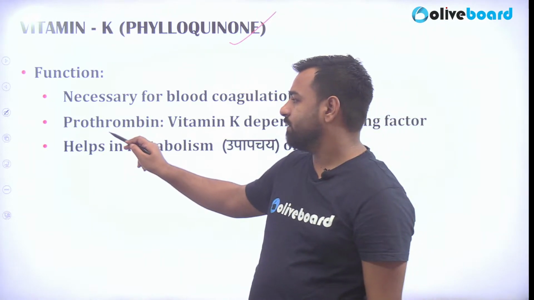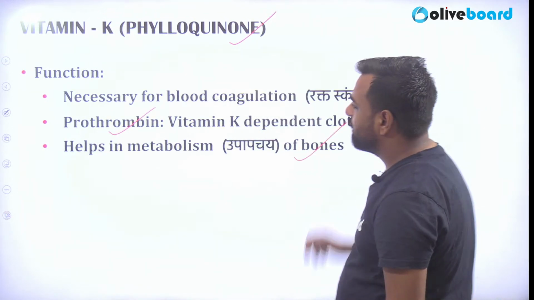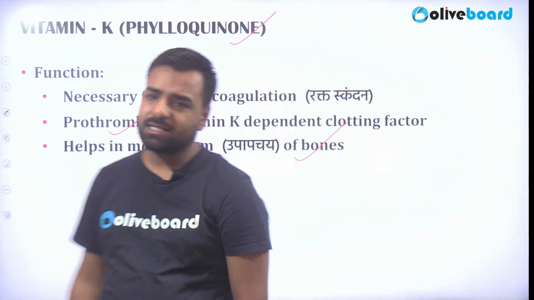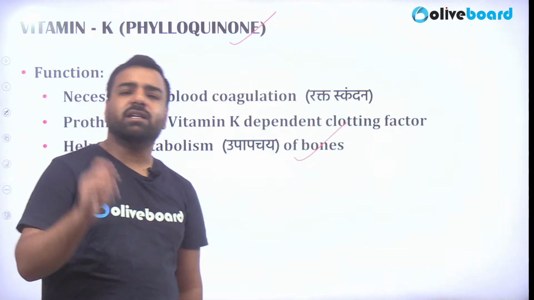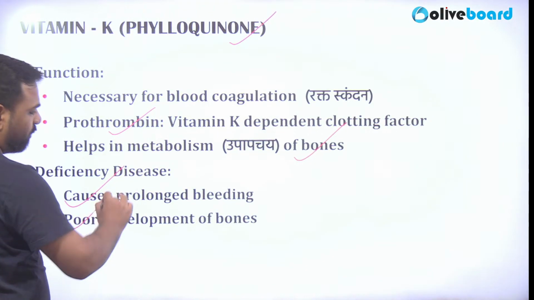So yes, here we have prothrombin, which is a vitamin K dependent clotting factor that also helps in the metabolism of the bones. But if vitamin K is lacking, it will lead to prolonged bleeding, as mentioned here, and also poor development of bones.